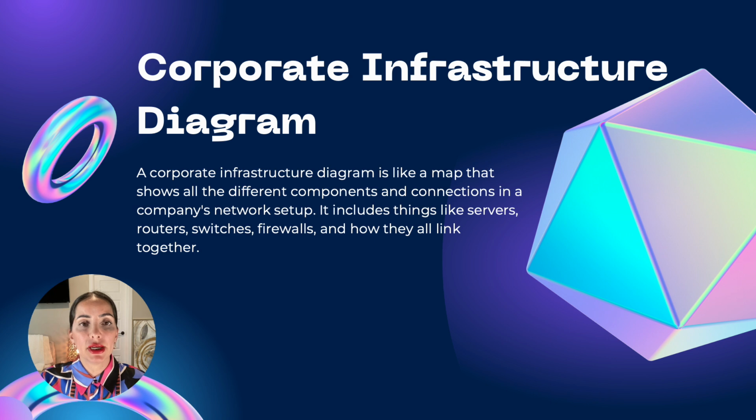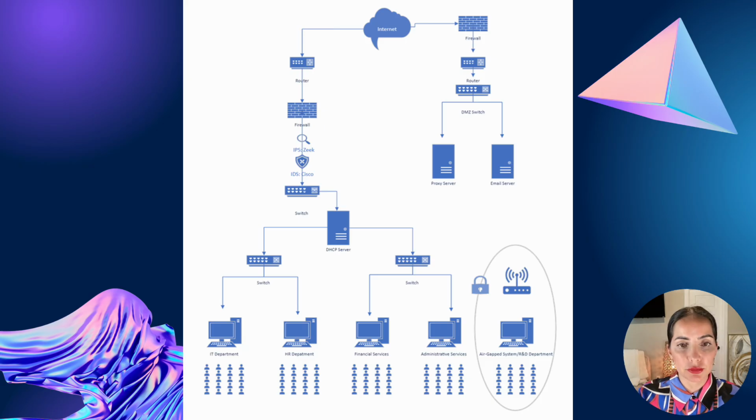So we're going to start with the creation of this corporate infrastructure diagram that displays all the various components and connections within a company's network setup. It includes 2 routers, 2 firewalls, 4 switches, 1 IDS, 1 IPS, a proxy server, an email server, a DHCP server, a DMZ, and finally 5 separate departments utilizing network segmentation with a minimum of 5 clients per department, and this is the visual representation.